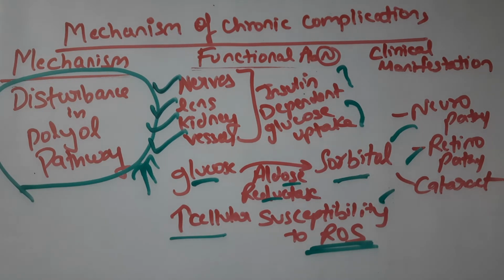So we have read the complications, acute and chronic complications, and the mechanisms of chronic complications. We have read three mechanisms: non-enzymatic glycosylation, protein kinase C activation, and disturbance in polyol pathway.